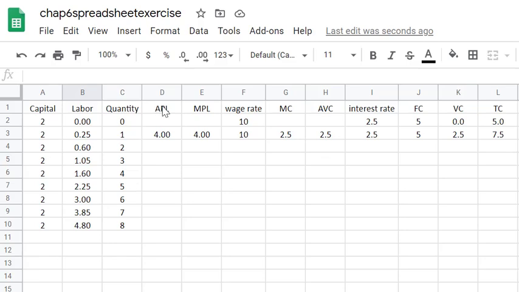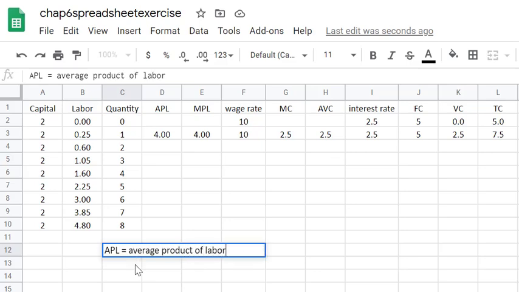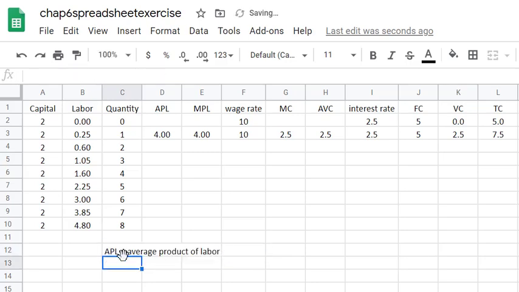So what about here? APL. APL is the abbreviation of average product of labor. What's the definition of average product of labor? Average product of labor, APL, often with L as a subscript, is how much total output can be produced by 1 unit of labor input on average. You can calculate it by total quantity of output divided by labor input.